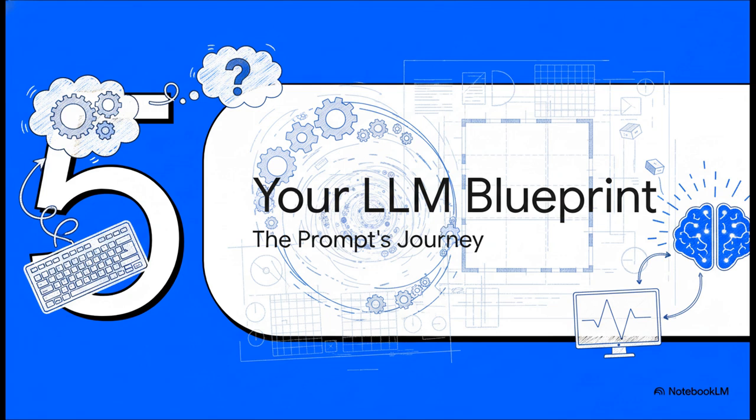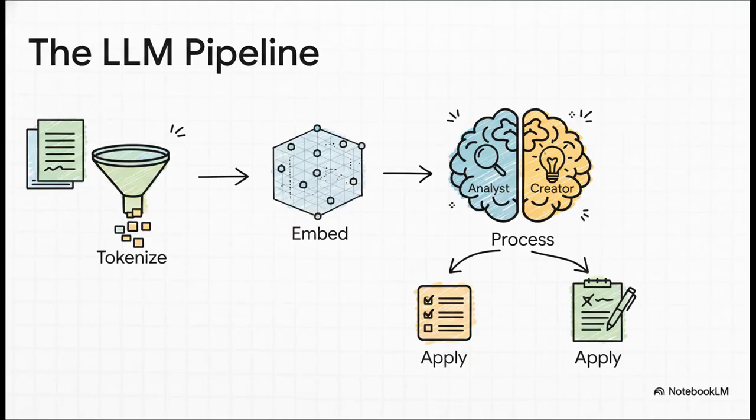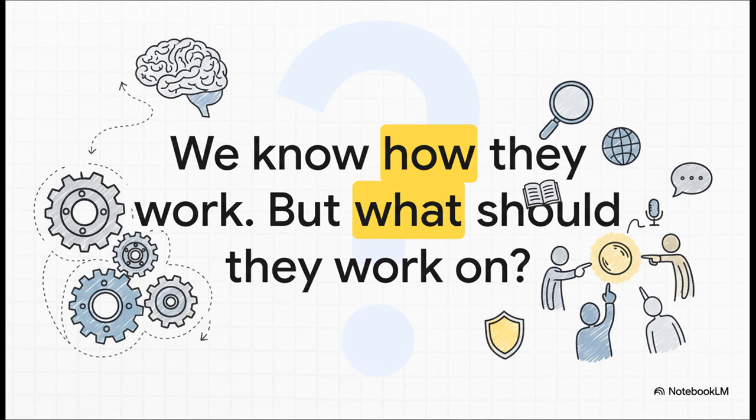Okay, wow, that was a whirlwind tour, right? So let's take a step back, zoom out, and put together the final blueprint of this whole journey, from your keyboard all the way to the AI's final response. This right here, this is the mental model you want to walk away with. It's a really logical pipeline. First, we tokenize words into numbers. Then, we embed those numbers to give them meaning. Next, the model processes that meaning, either to analyze or to create something new. And finally, that output gets applied to a real-world task. Simple as that.